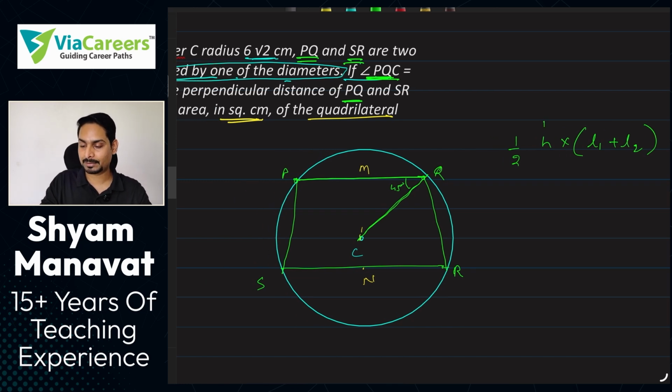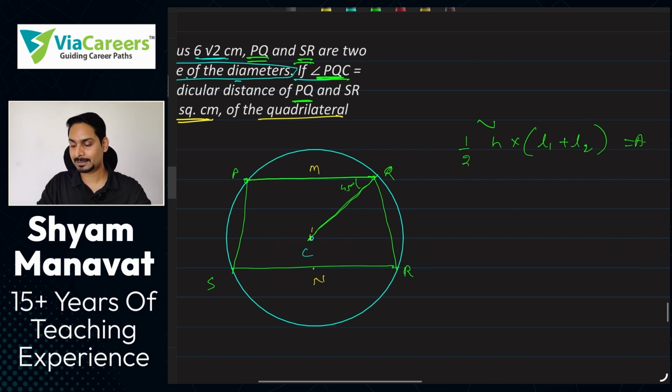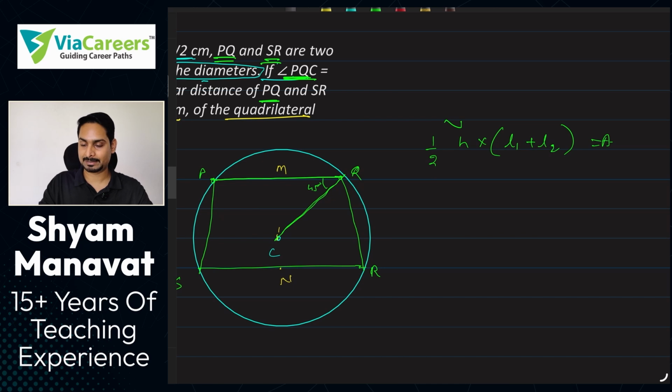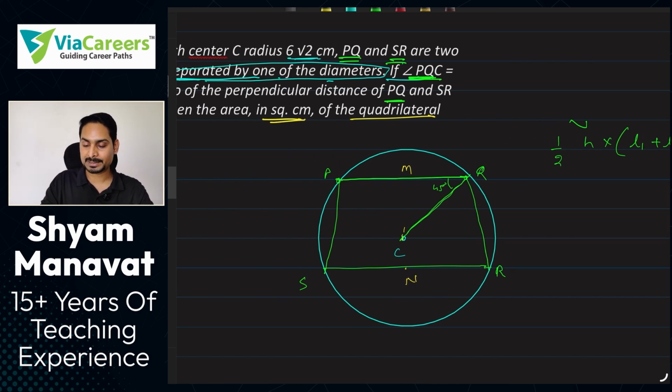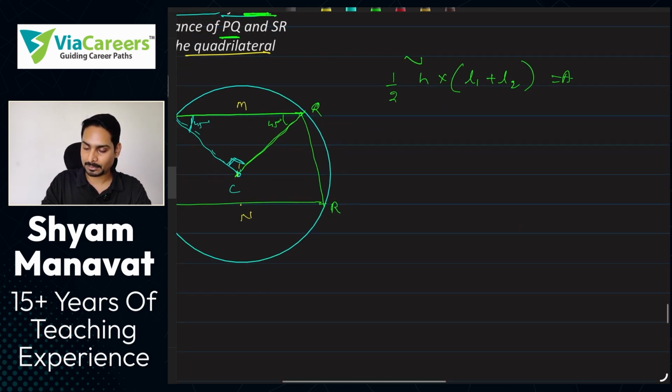So basically we need to find out the height. Height can be the perpendicular distance between these two parallel lines, and the lengths of the parallel lines L1 and L2. Let's start. So first let's use this information which says PQC is 45 degree. Now if you join this one, this is also 45 degree. Now here, if these two are 45 degree, then this should be 90 degree. Correct?